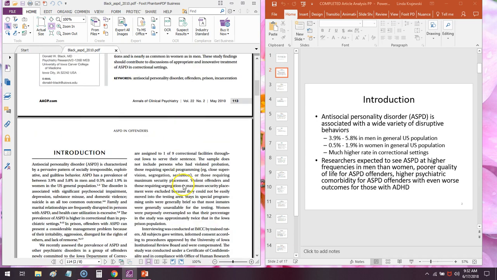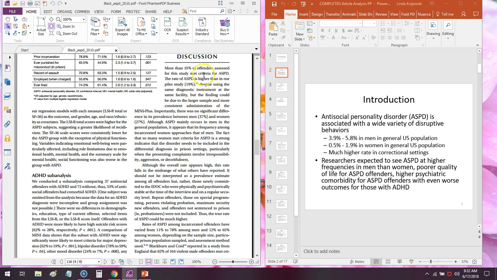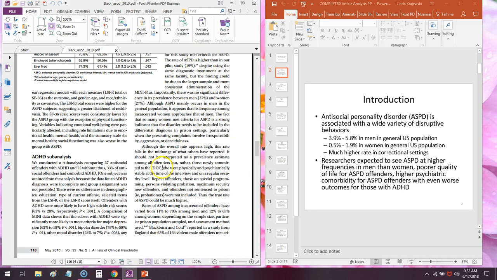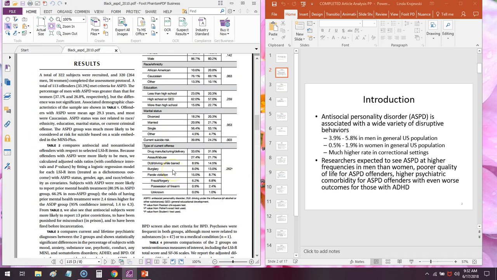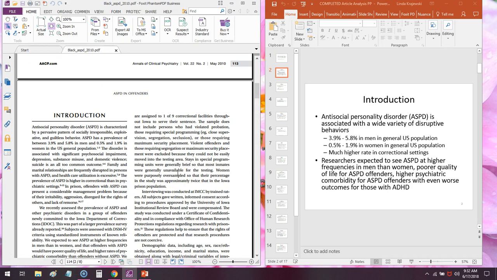Then going down and reading the discussion, and luckily this is a pretty short article too, I picked up what's going on here. What I gathered is that antisocial personality disorder is a personality disorder highly associated with criminal behavior, lots of impulsive behavior, not caring about the rules, not caring about violating other people's rights, and so forth. We'll talk about that a lot more when we get to the chapter on psychological disorders.